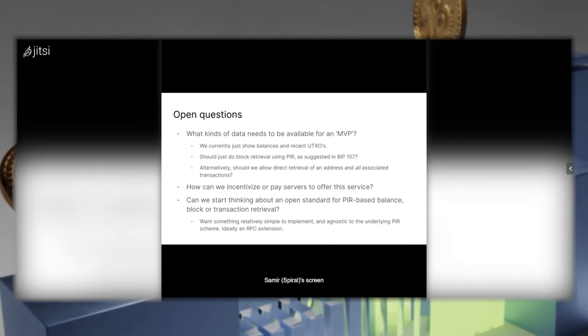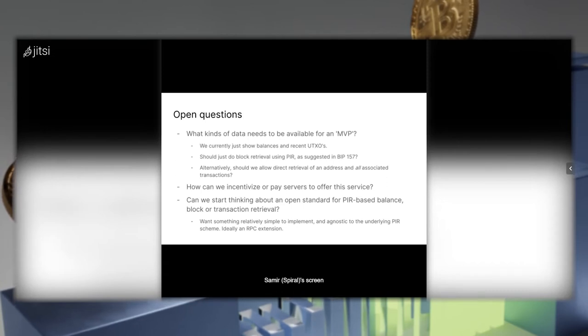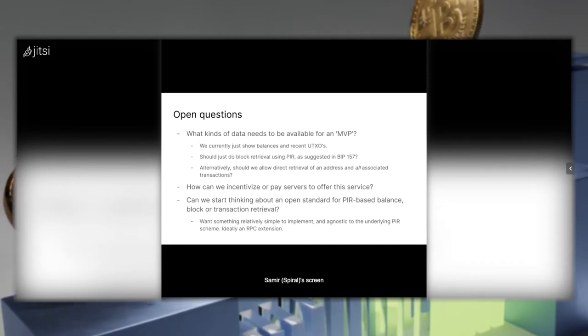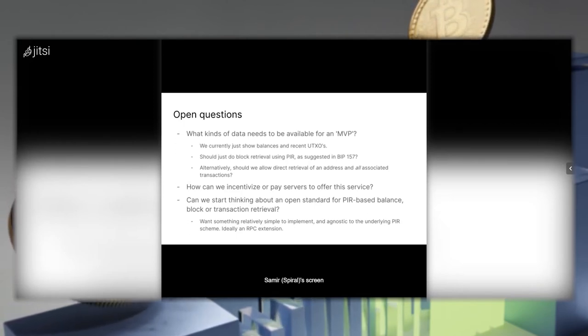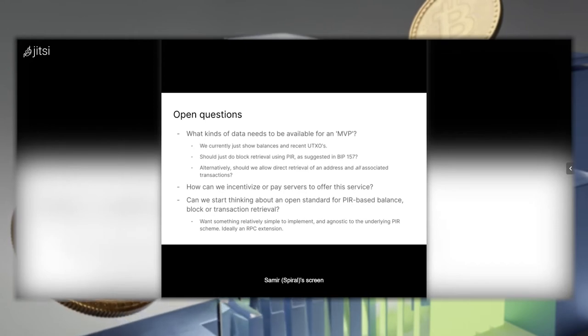A bit more about the batched requests. Would it be possible to just send 10,000 addresses to the server and it responds in a single package? It's definitely possible. The simpler way is, you can send 10,000 queries, upload them all, and the server can just do all the computation and send you all the responses.